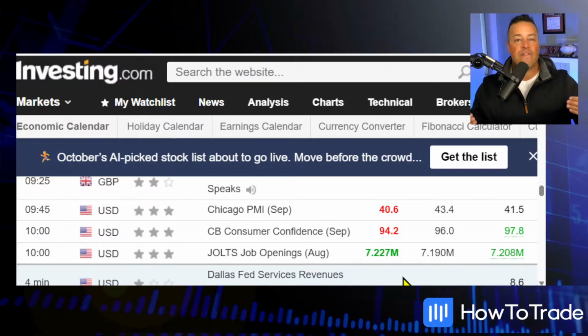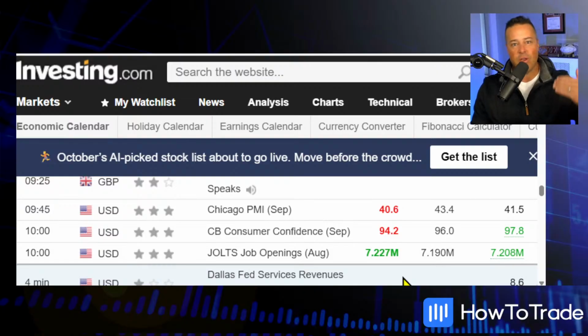So be ready for those numbers to drop if we get that report this week. We don't know yet. JOLTS job openings, 7.22 million. That was above expectation, 7.190 million, and right above the previous release of 7.20. So JOLTS job openings, typically the higher the number, that's going to be viewed as a sort of a positive thing because that means that there's more jobs needed, more growth.